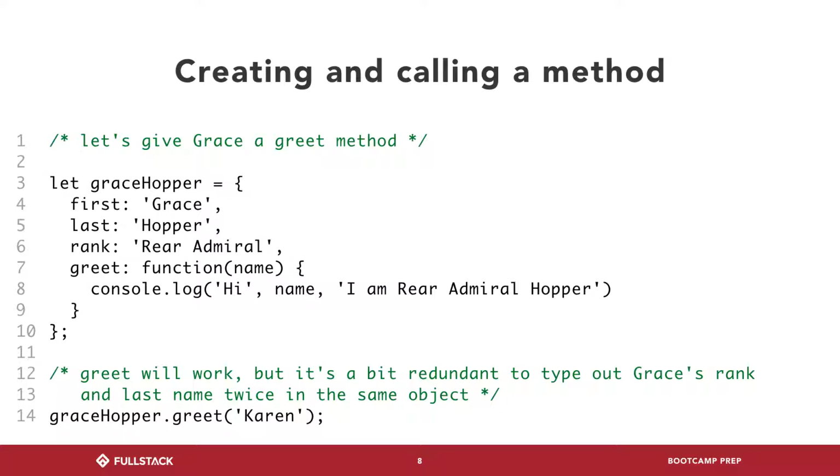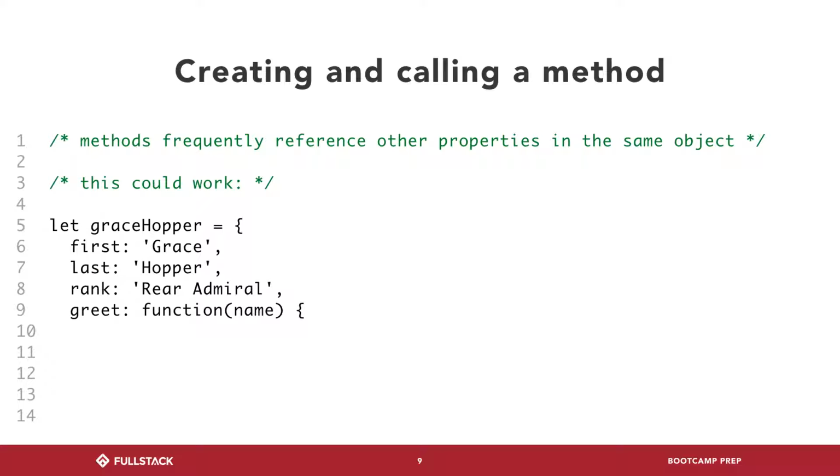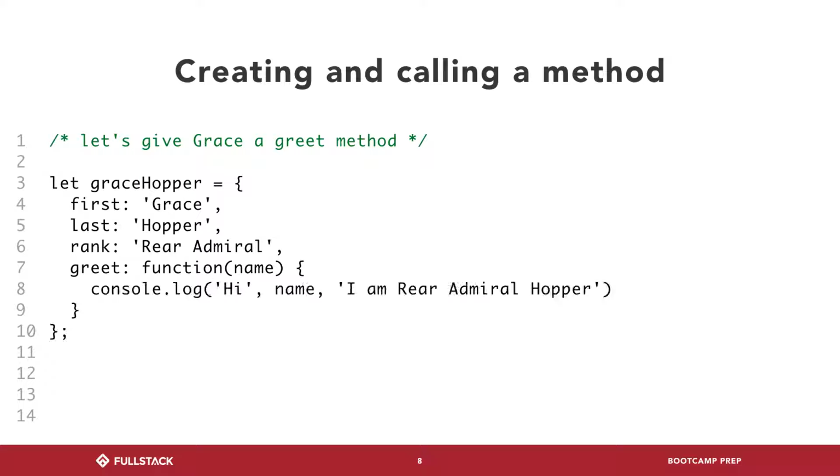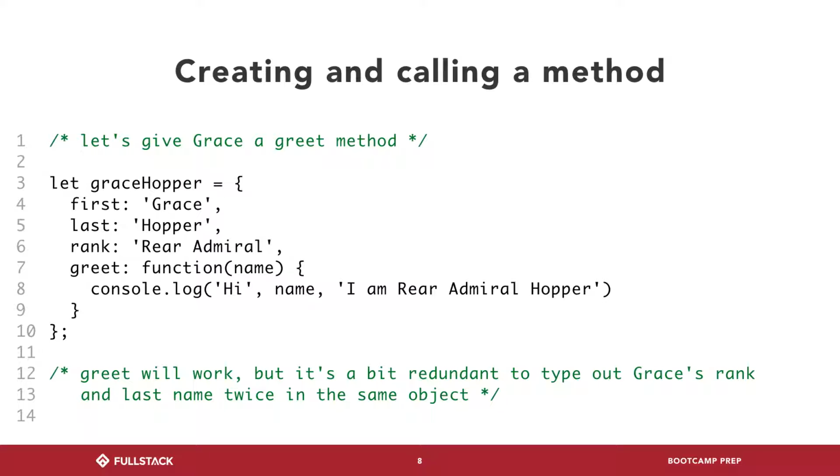So this part and the next one go together. In this case, we have another function called greet, which takes in a name. When we call greet, we do .greet and pass in a name, and then on line 8 we console log out, hi, name, I am Rear Admiral Hopper. But the redundancy comes from the fact that here I'm saying I am Rear Admiral Hopper, but Rear Admiral and Hopper actually both already exist in the Grace Hopper object.